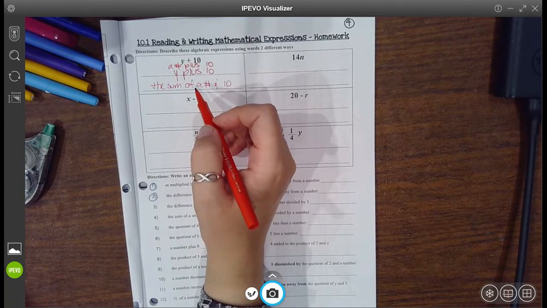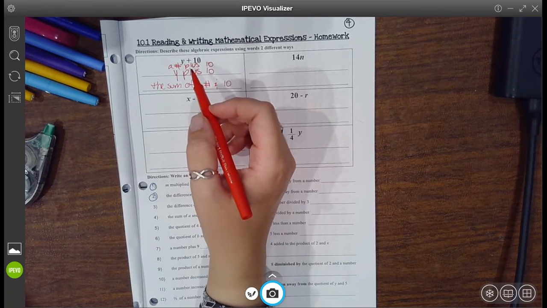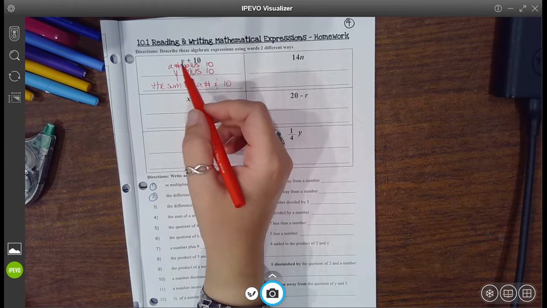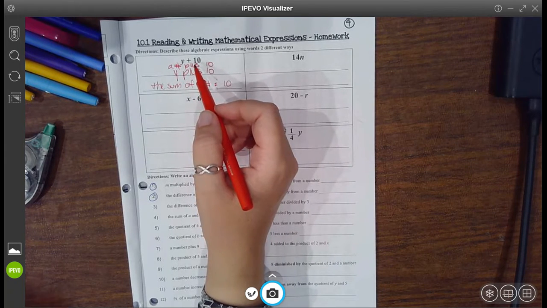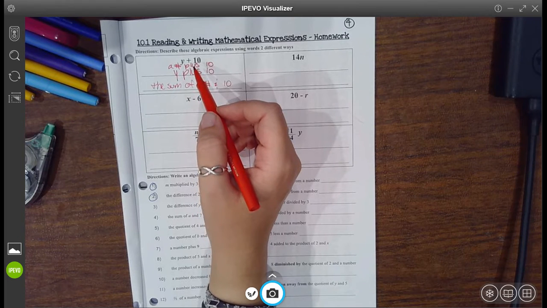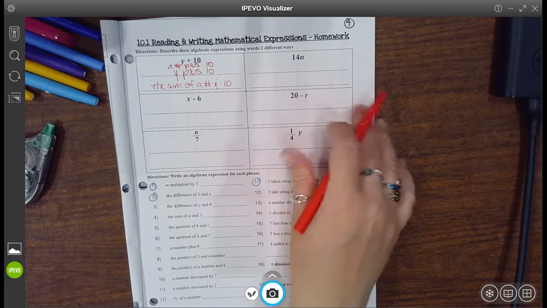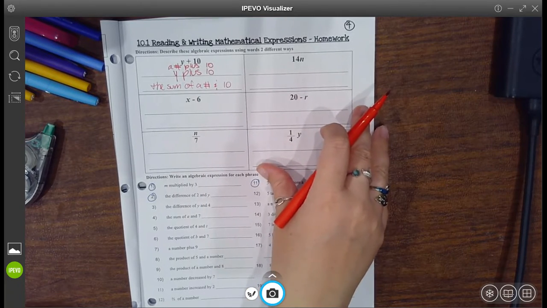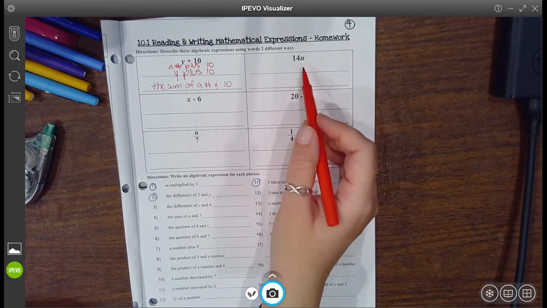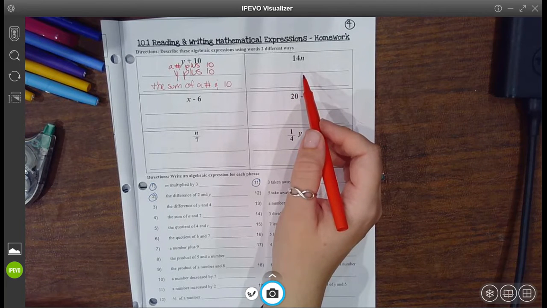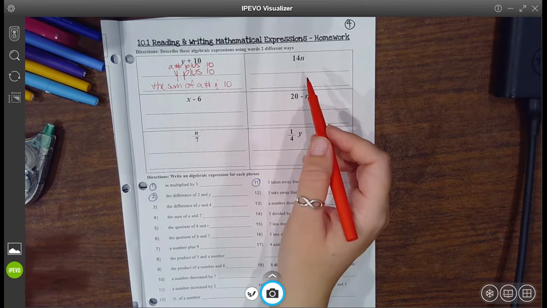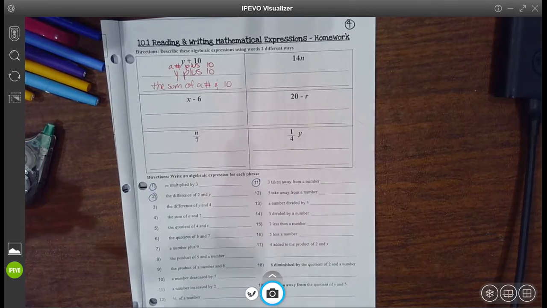Those aren't the only two. You could have done 10 added to y, or y increased by 10. So many different things that you could have done to represent this. We're only looking for two. So if you go to check your answers later, don't bum out if you have different answers than what's provided on the key, because again, there are so many different ways you could have represented it.